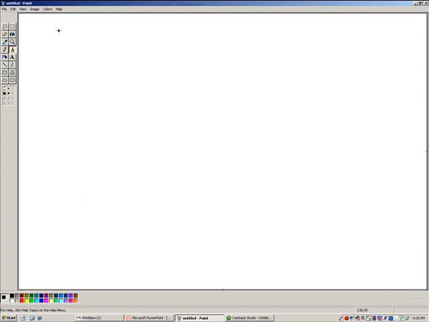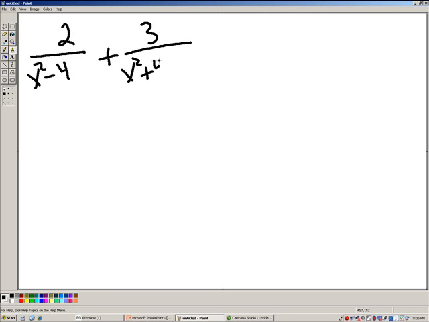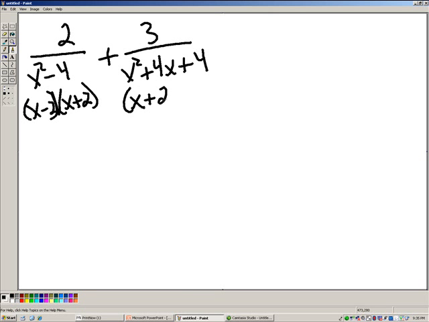Let's say we had 2 over x squared minus 4 plus 3 over x squared plus 4x plus 4. We factor this down, we'll get x minus 2 and x plus 2. That's a difference of squares, and over here we'll have x plus 2 and x plus 2. The factors of 4 that add to be 4, and everything's going to be the same sign because it's all being added. Alright, so what we do is we look for what is already common. There's already a common x plus 2.